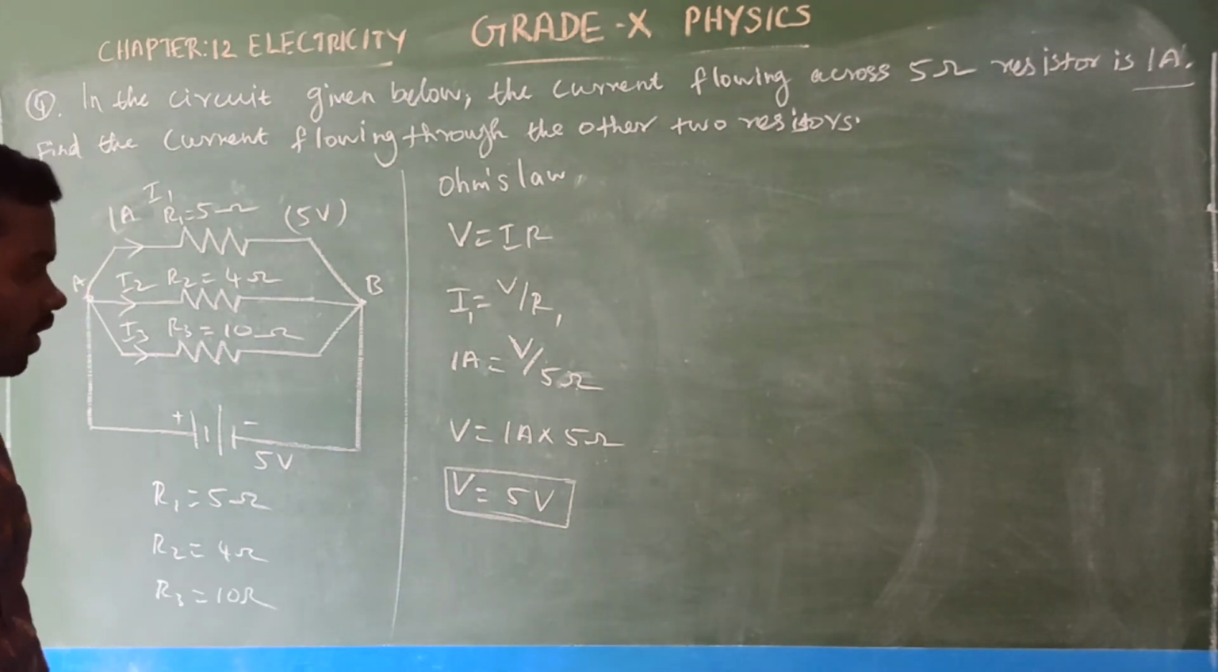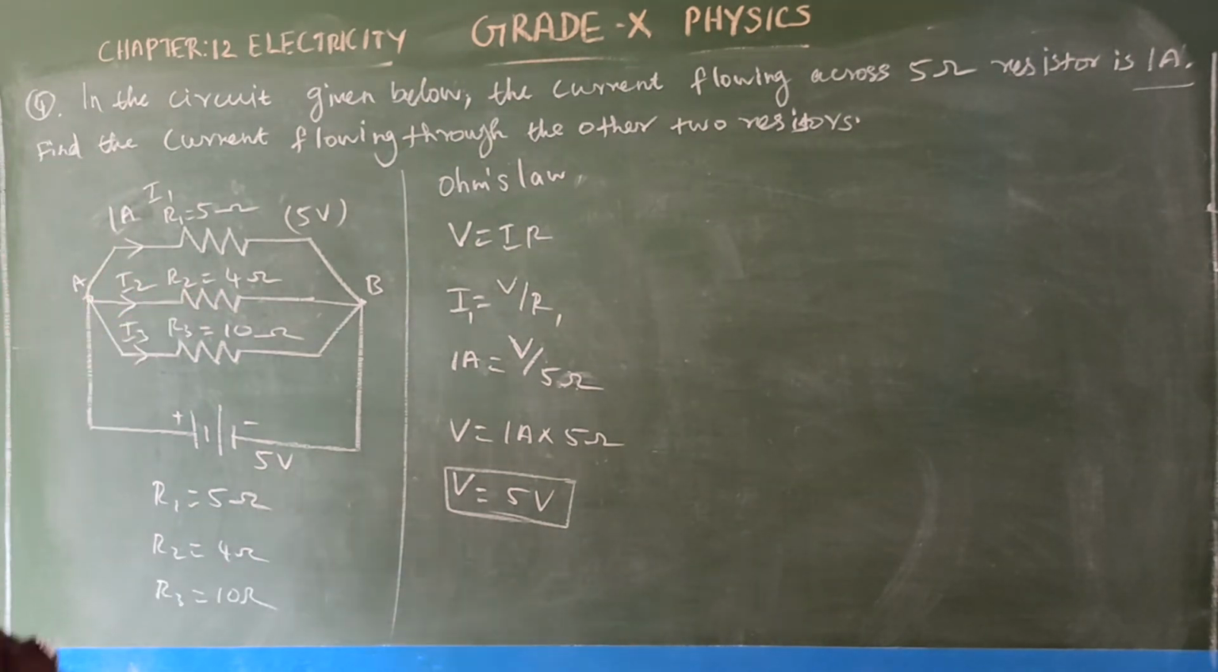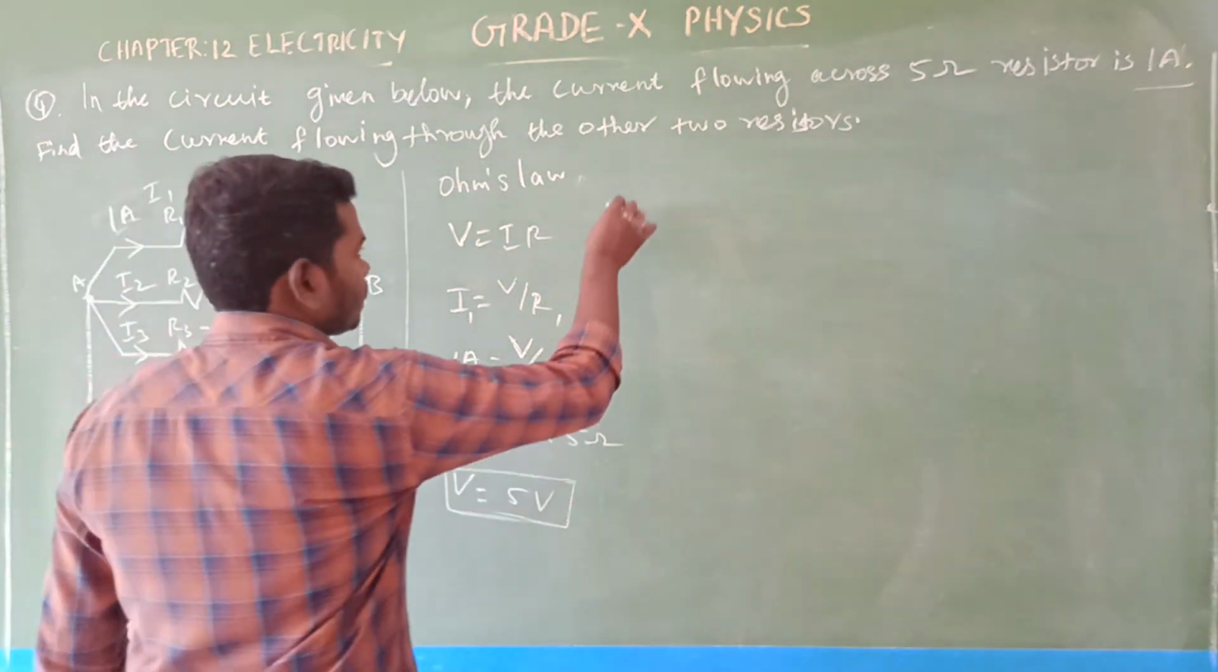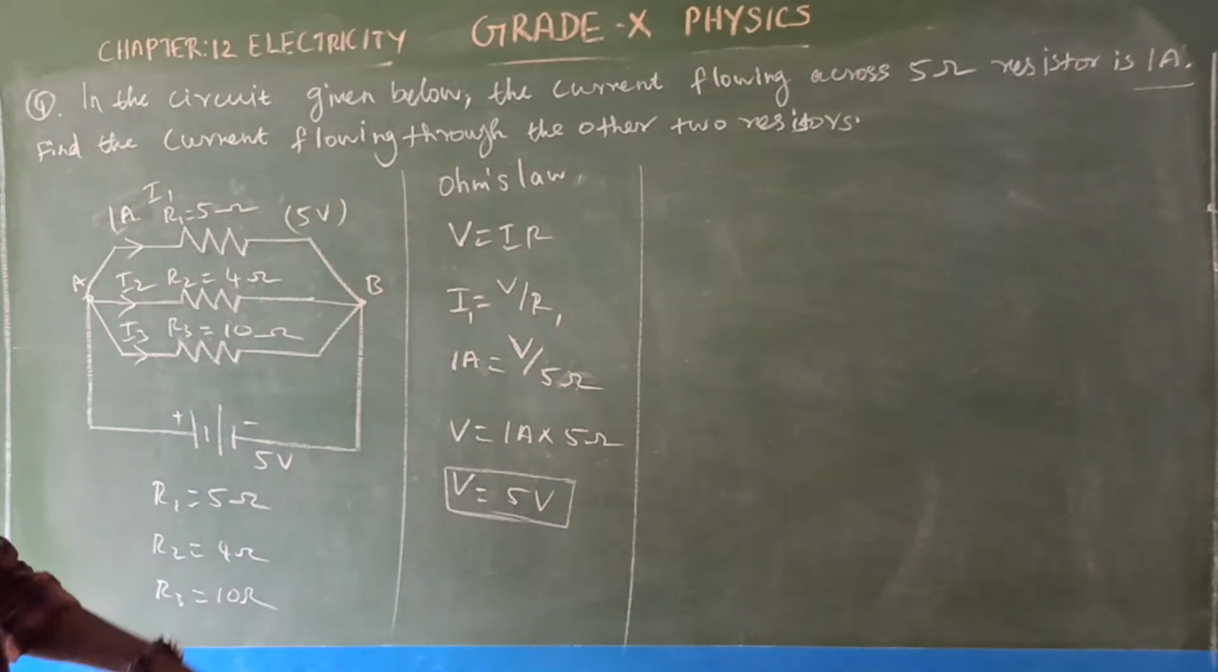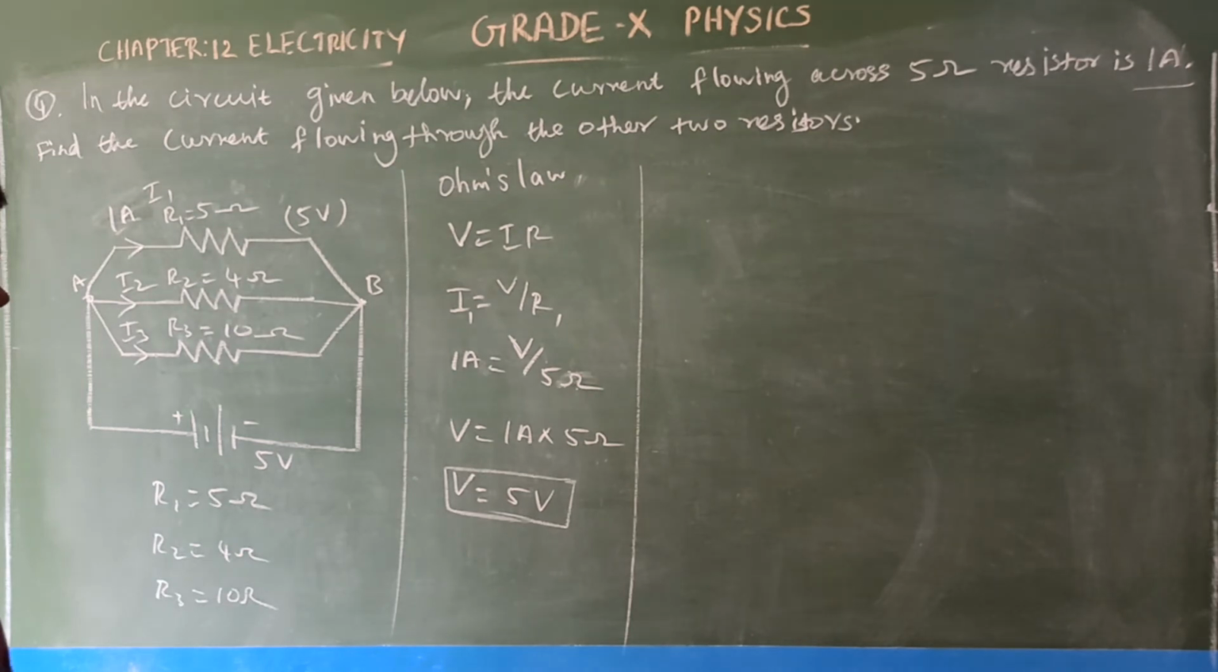Now you calculate the current value. That's all. Is it clear, students? Yes, very easy one. So what is the question? Find the current flowing through the other two resistors.